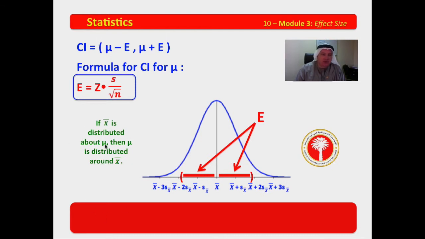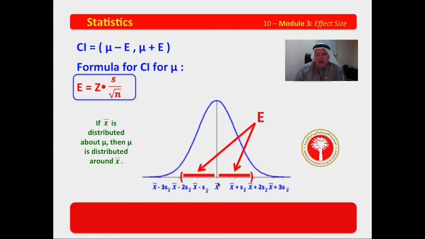I want you to think about that again. If x bar is distributed around mu, then mu is distributed around x bar. That's like saying if x bar stays with mu, then mu stays with x bar. I used to have a friend named Floyd. If Rusty and Floyd are together, then Floyd and Rusty are together. If you find Rusty, then you find Floyd, and if you find Floyd, you find Rusty. That's a reciprocal. That x bar is distributed around mu is descriptive, then mu is distributed around x bar is inferential.